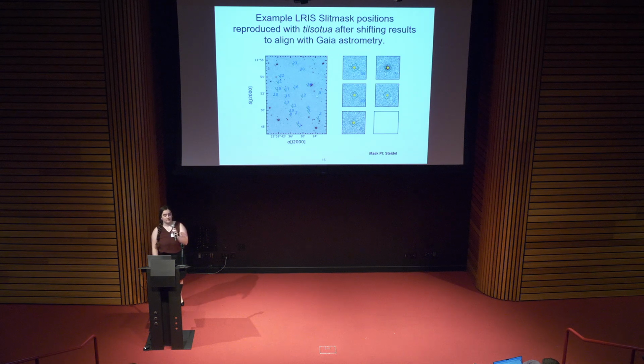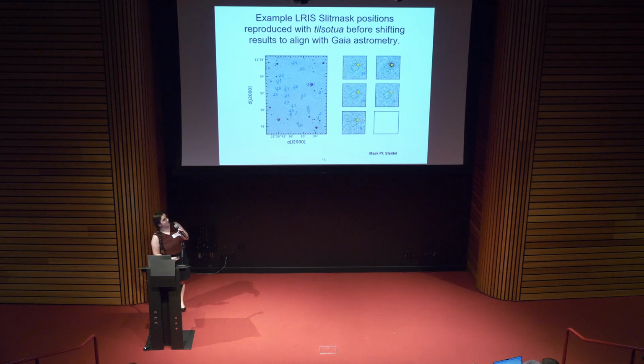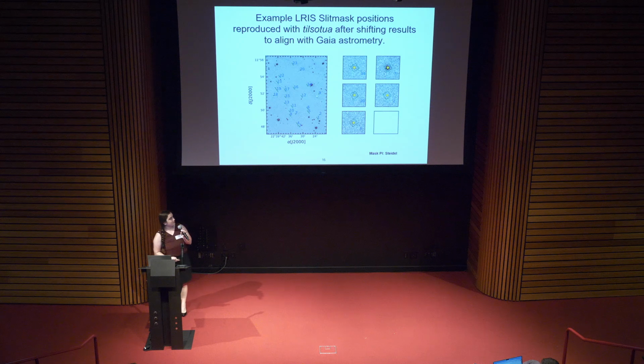So with the correction, we get much better agreement. This is one of the more drastic cases with the shift that was necessary. Some of the masks do not require shifts at all. The agreement between the astrometry that we produce with autoslit and the modern astrometry is already really good. So TILSA-2 decides to not apply the shift.